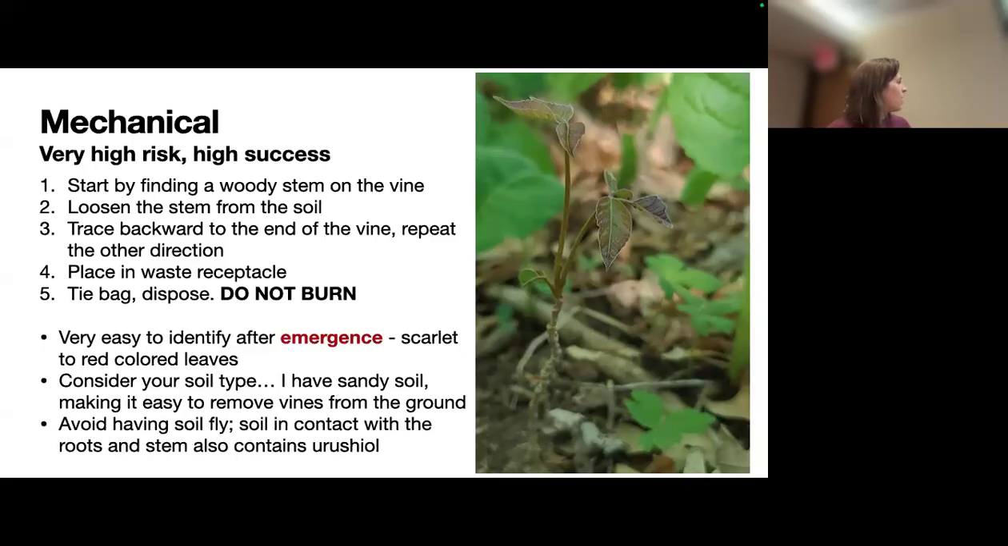And then also avoid having the soil fly because the soil that is in contact with those rhizomes and the roots that come off those rhizomes are also containing urushiol. And so if you are tilling an area and that soil is flying, there's high likelihood that it will come back to you and then you'll end up with a rash.